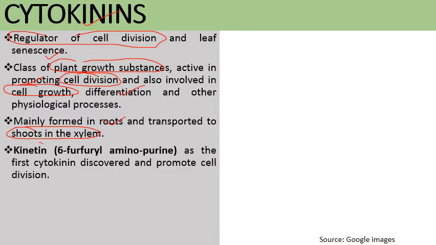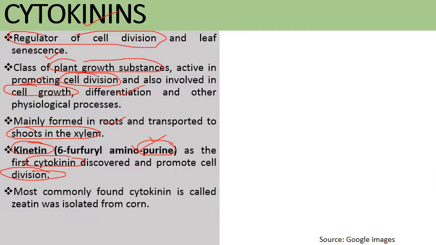There is a chemical named kinetin, chemically known as 6-furfuryl aminopurine. Basically, the cytokinin is a derivative of a nitrogenous base, the purines that we study in nitrogenous bases. So it is a derivative of purine, and this is the first known and first discovered cytokinin, and it mainly helps in promoting cell division. And the most commonly found cytokinin is called zeatin, and it was first isolated from corn. It was first isolated and discovered from the maize plant. So this is the most common form of cytokinin.